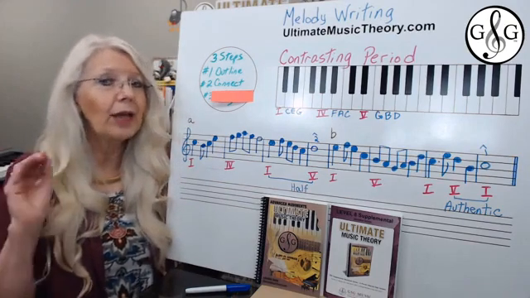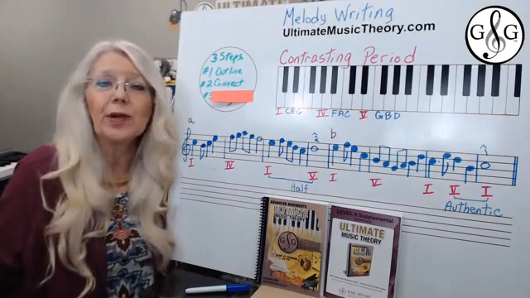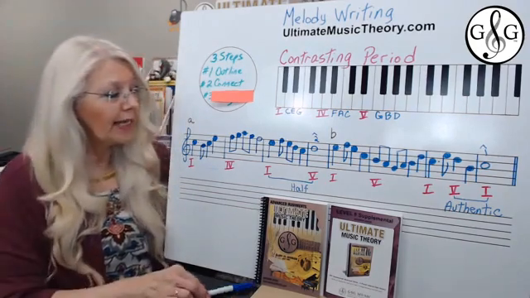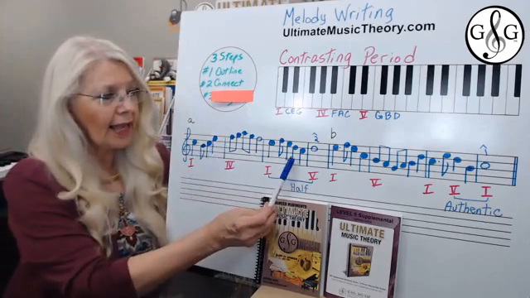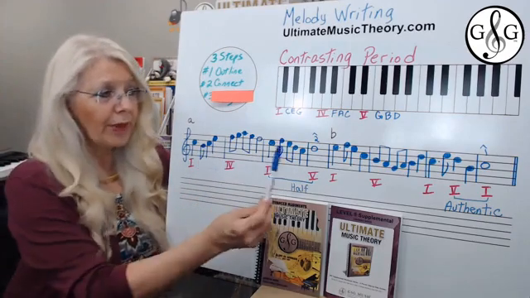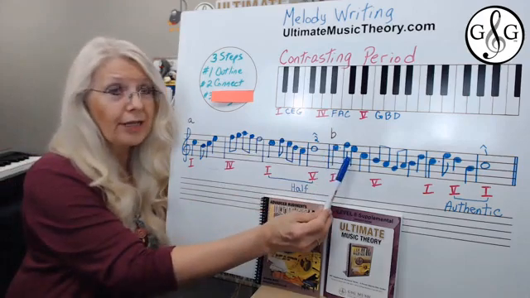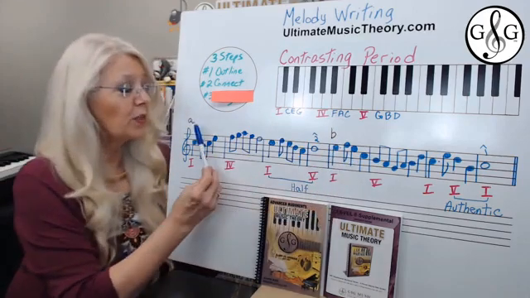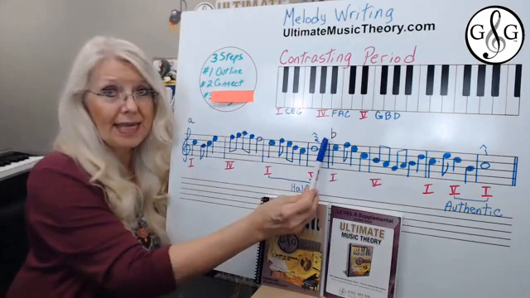So here in level 8, you're learning about melody writing in a contrasting period. This is phrase A, and we can clearly see that although the rhythmic pattern may be the same, the melodic pattern is different. And so this would be A and this would be B.